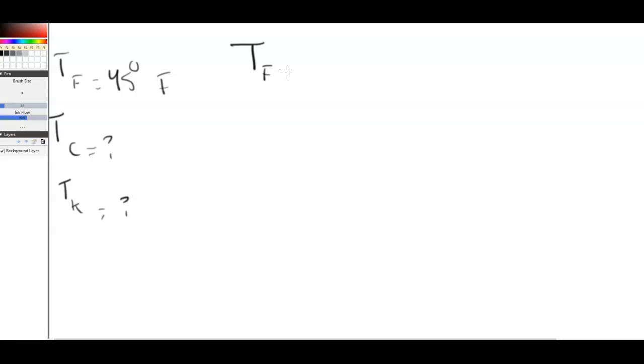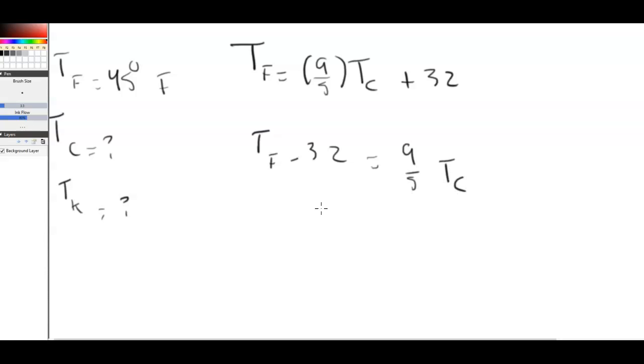I know that the temperature in Fahrenheit is equal to 9/5 times the temperature in Celsius plus 32. And so I'm going to solve this using the magic of algebra. So why don't you pause here and check to see if you get the correct answer. Okay, so we are going to subtract 32 on both sides. We get 9/5 times TC. So that's going to be 45 minus 32 equals 9 TC/5. That's a 5, by the way.